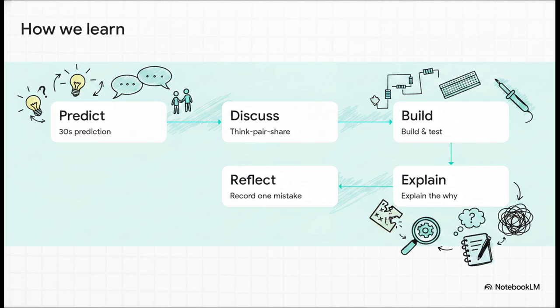First, you predict an outcome. Then you discuss it with your lab partner. Next, you actually build the physical circuit. After that, you have to explain why it works. And finally, you reflect on the debugging. Because trust me, things will go wrong, and that's exactly where the real learning happens.